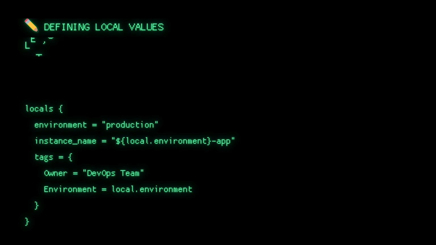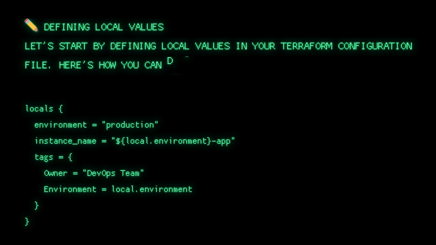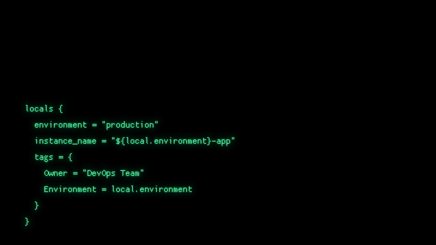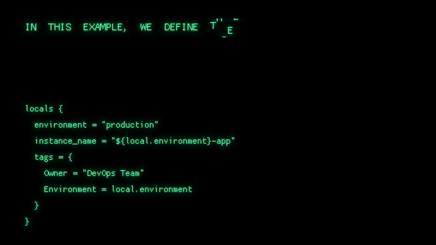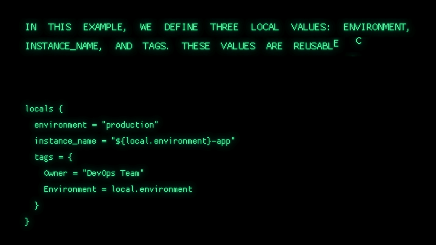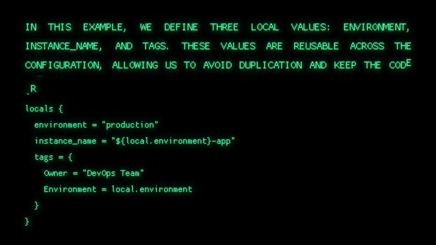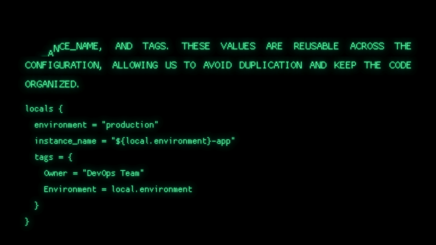Defining local values. Let's start by defining local values in your Terraform configuration file. Here's how you can do it. In this example, we define 3 local values: environment, instance_name, and tags. These values are reusable across the configuration, allowing us to avoid duplication and keep the code organized.